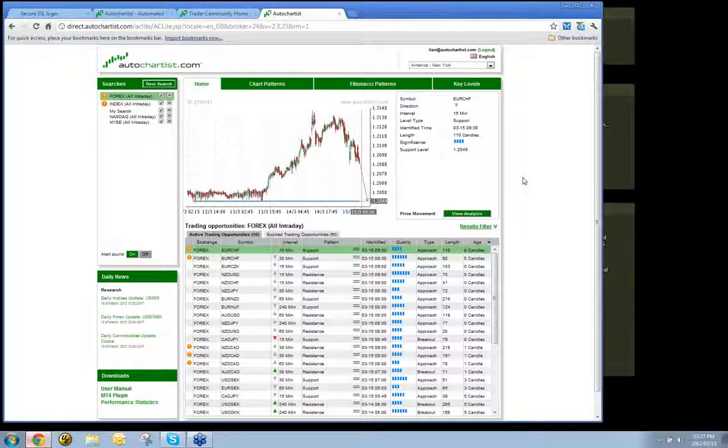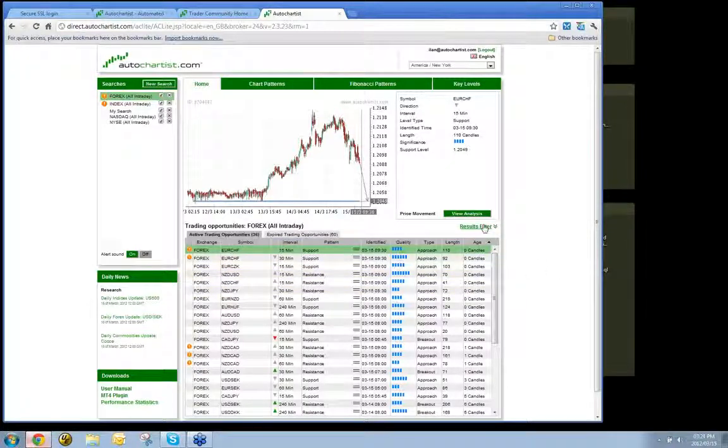The first thing I want to point out here is that Autochartist alerts you to the latest chart patterns or the latest opportunities that have been identified. That is through this little orange icon, this little exclamation mark. I'm sure you can see it on the top left, and also on some of the actual opportunities. That means that these are the latest opportunities that Autochartist has identified.